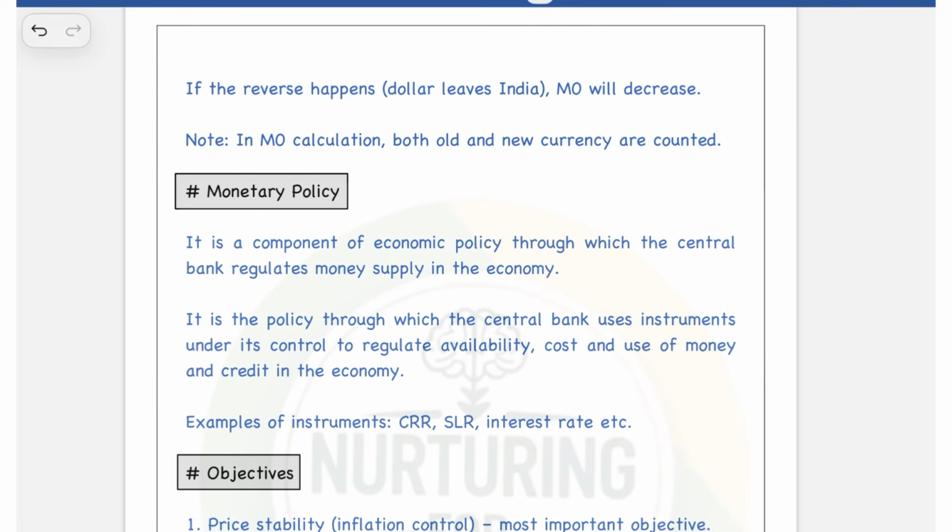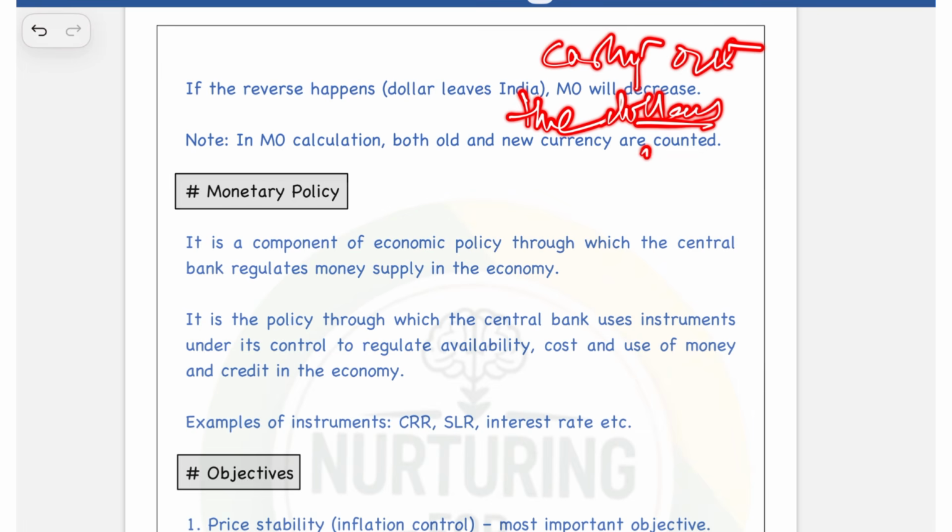Depending upon all of that, the reverse also happens. If the dollar leaves India, reserve money will decrease. Why? Because people will be cashing out the dollars and then giving in rupees.